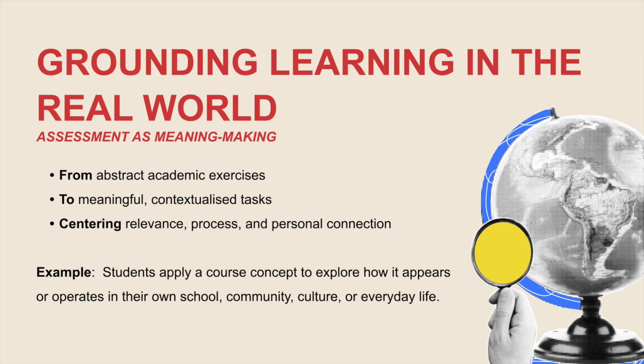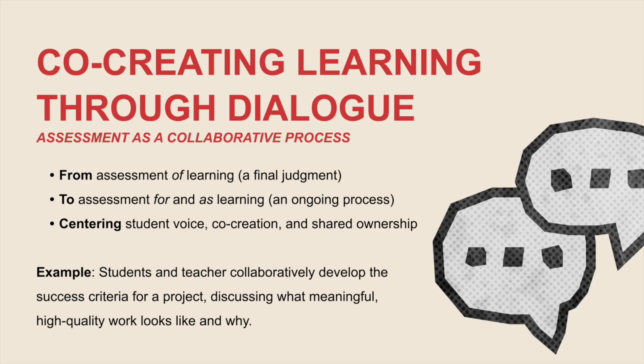The third idea is about collaboration and agency. Instead of thinking of assessment as something that happens to students, it becomes something we design. This is about creating dialogues. It shifts from assessment of learning as a final judgment to assessment for and as learning, so an ongoing process. A lot of you mentioned before that, for example, you do some feedback sessions during the year. This is about centering students' voice, co-creating with them, also sharing ownership and building on each other's learning. These are just some possible ideas going beyond standard ways of assessment.